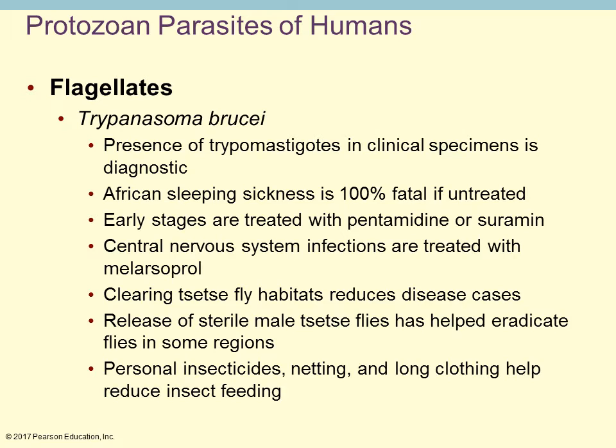Early stages can be treated with several different types of antibiotics. Once again, the number of disease cases can be reduced when you have a very active reduction in basically the insect population. There have been some studies where they have released sterile male flies, and that has been successful in reducing and almost eradicating the tsetse flies in certain areas.